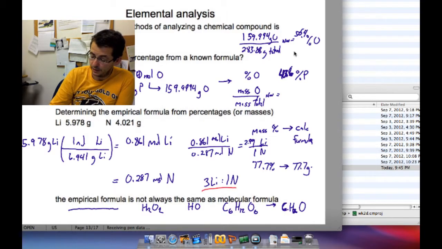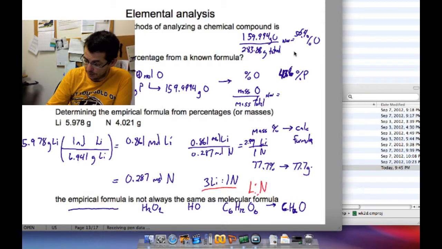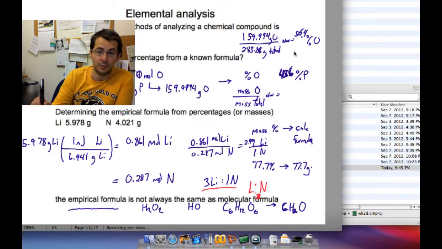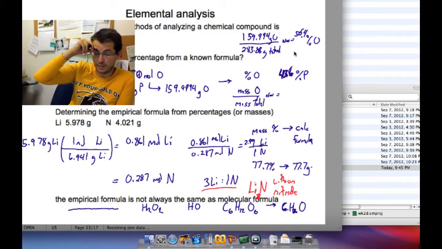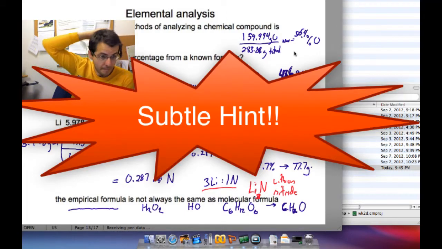which would give us a formula, Li3N, which is exactly what we expect for the chemical formula for the compound formed between lithium and nitrogen. And if Dan was being particularly mean, we would name this lithium nitride. Favorite question on a test. Using the percent or mass information, determine the empirical formula.